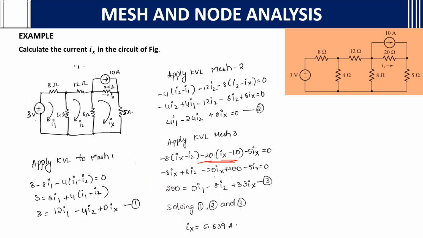After getting the third equation, using a calculator, as I've shown in the initial video how to find two unknowns, in the same way you can calculate for three unknowns also. Solving 1, 2, 3, you will get the Ix value. Okay.